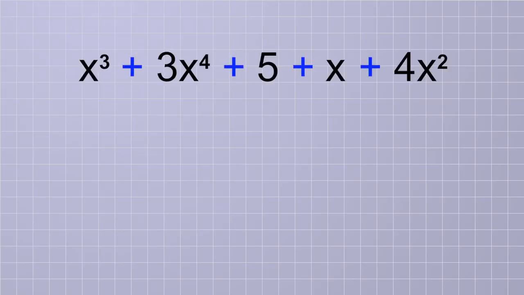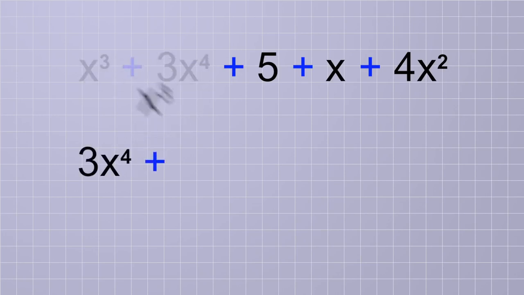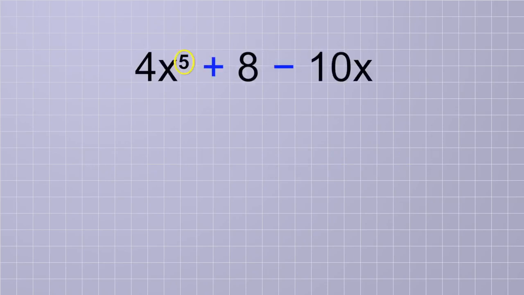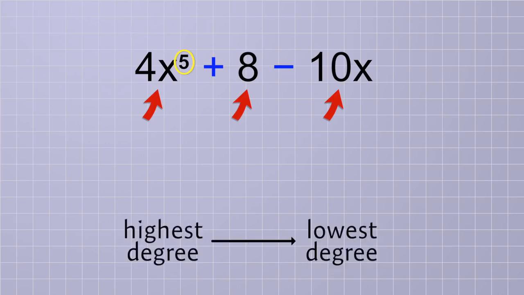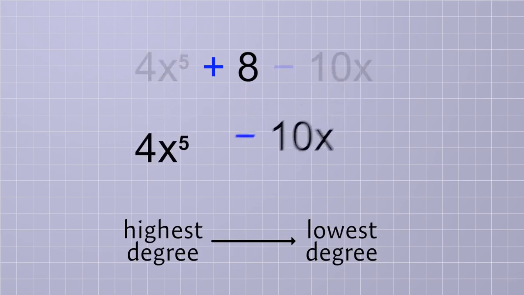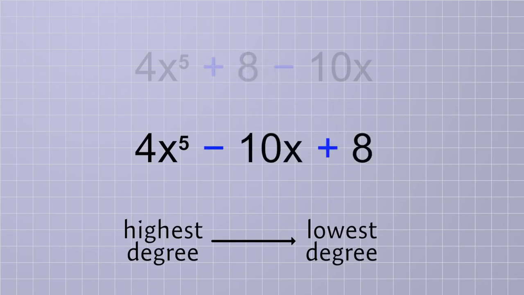Perfect. For example, this polynomial, which has 5 terms, should be rearranged so that the highest degree term is on the left and the lowest degree term is on the right. But of course, not every polynomial has a term of every degree. This is a 5th degree polynomial, but it only has 3 terms. We should still put them in order from the highest to the lowest, even though it has terms that are missing. So, the 4x to the 5th should come first, and then the minus 10x, and finally, the plus 8.